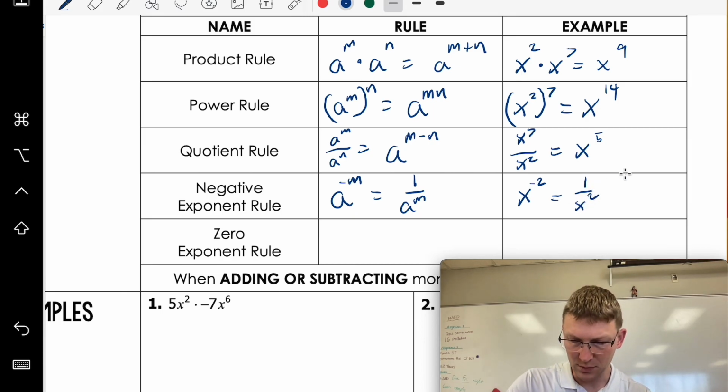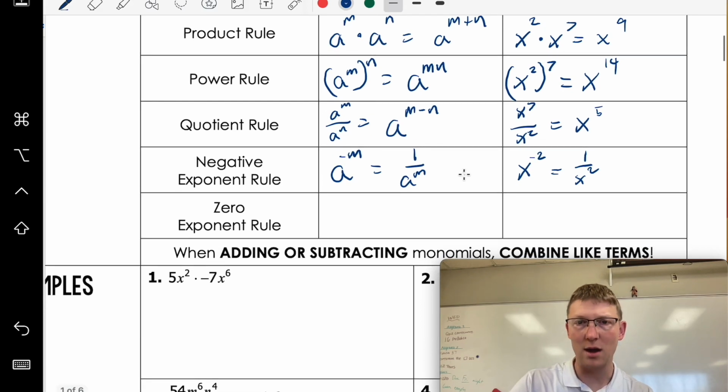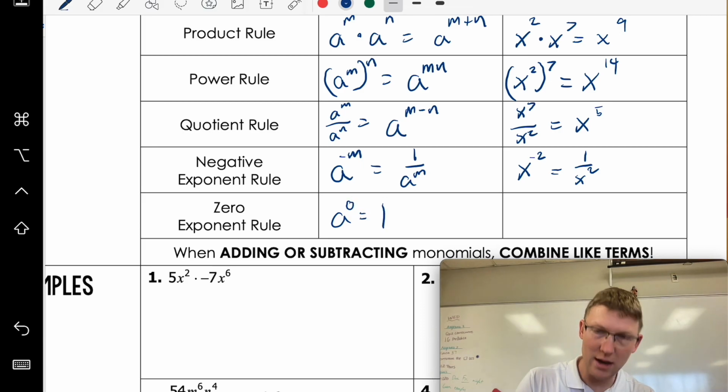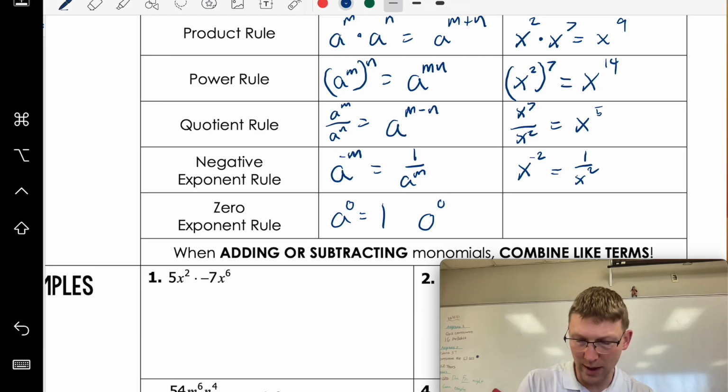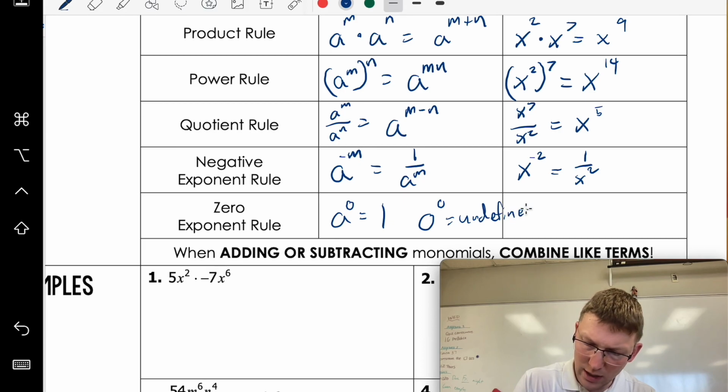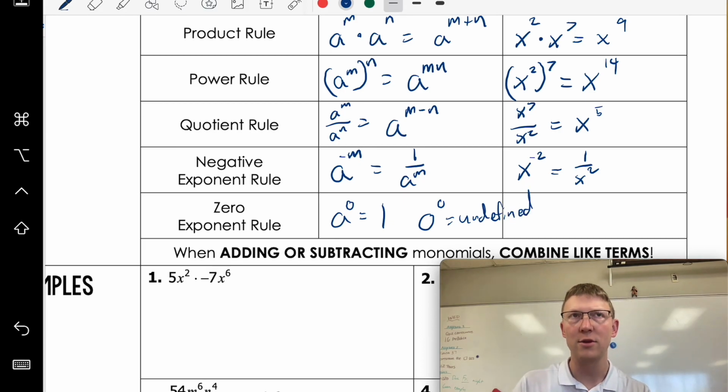Easy as that. Last but not least, everyone's favorite exponent rule. Take a, any number, raise it to the 0th power, that equals 1. And just for your record, except for 0. 0 raised to the 0th power is undefined. That's because it's kind of bizarre to think about. You have 0 groups of 0 multiplied together. And so there's some weird math that goes along with that. But just know that 0 to the 0th power is undefined.